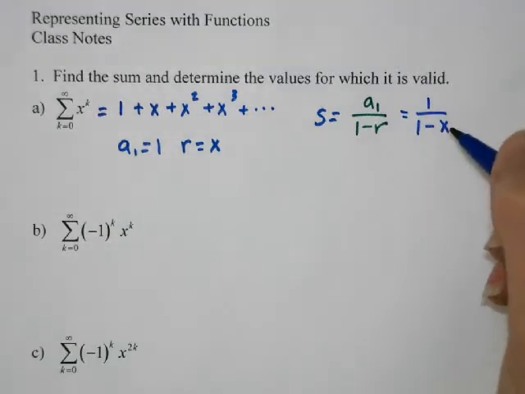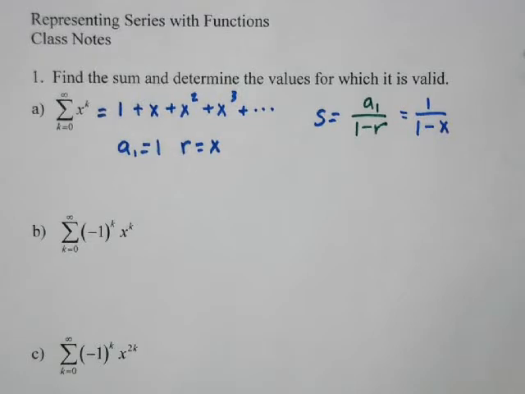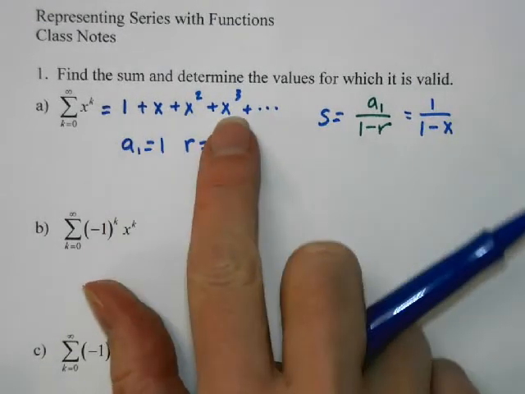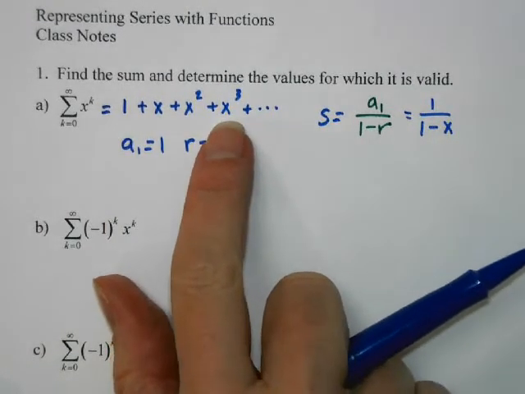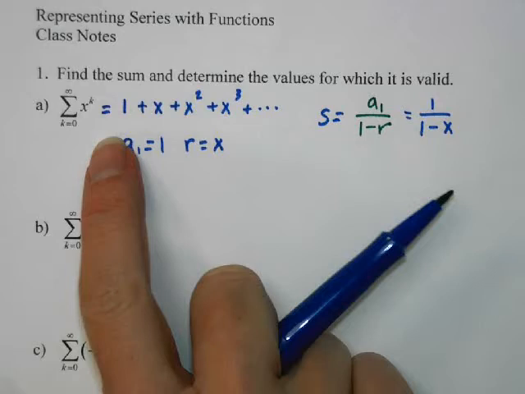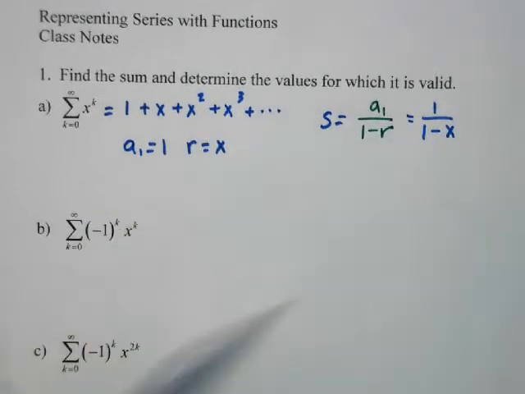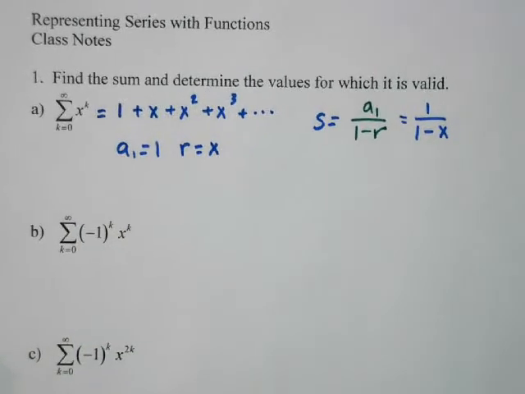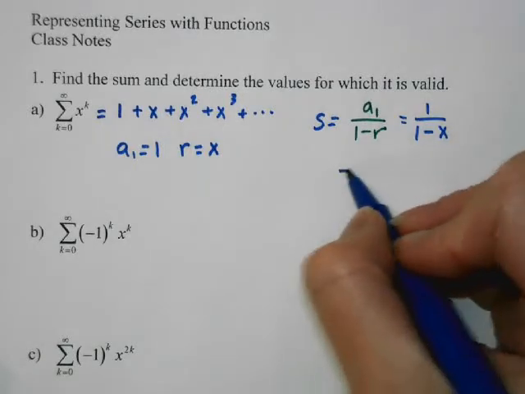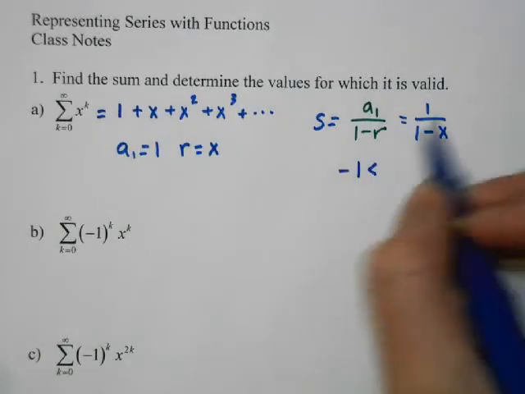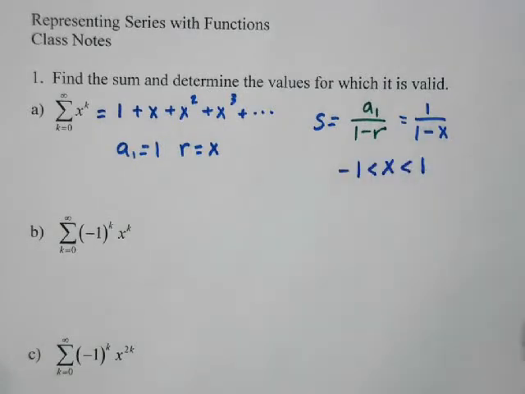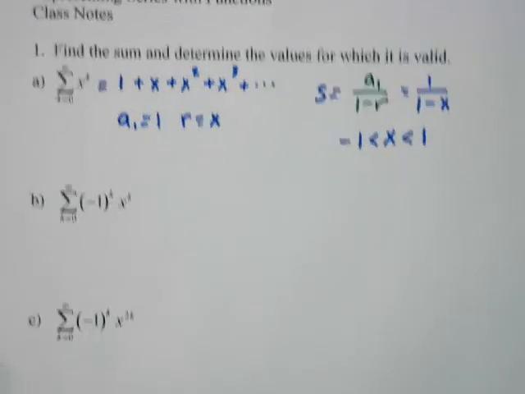So this is the sum, but for only some values. If x is 2, then this series is going to keep getting bigger and bigger and bigger. But if this is, say, 1/2, then we're good to go. These are going to get smaller and smaller and smaller. They will be an infinite geometric series that has a sum. So this is only valid when our common ratio, which is x, is between -1 and 1. And this is called the interval of convergence.